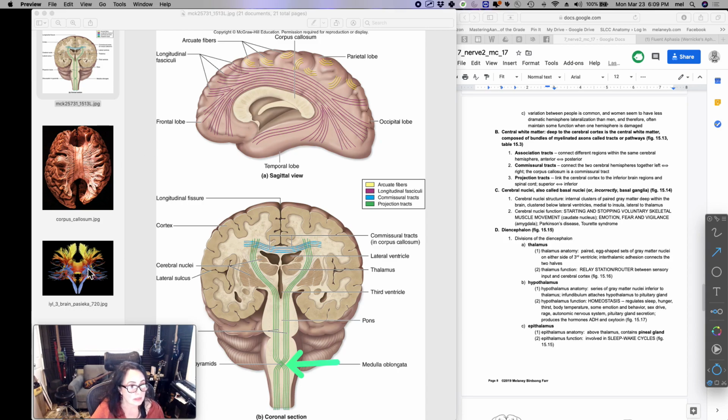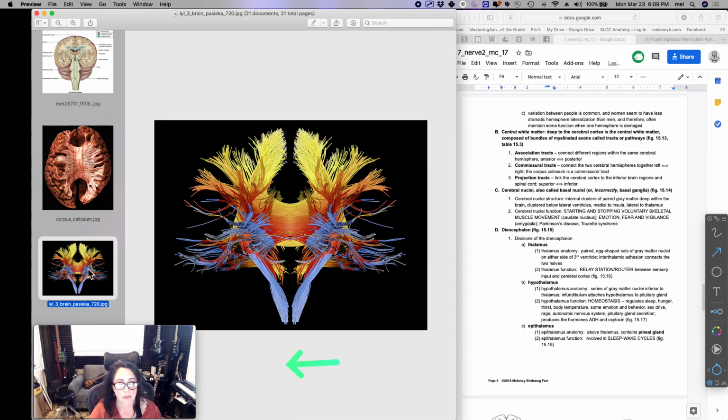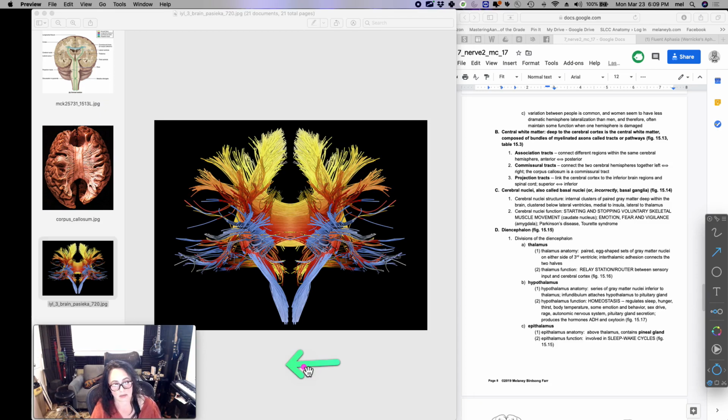from the frontal to the occipital. This is, by the way, a cool space-filling model that somebody made of all the tracts. Obviously, these right here are going to be projection tracts. This guy right here, hopefully you can tell that that would be a commissural tract. And the ones that you're having trouble seeing because you're looking at a frontal view, the ones going anterior to posterior within a hemisphere, those are going to be association tracts.